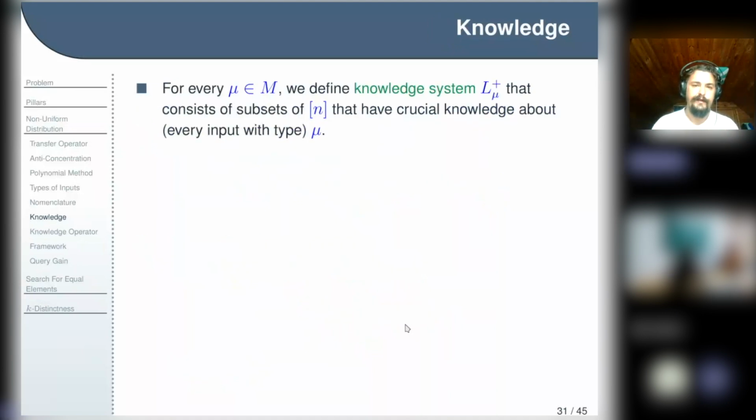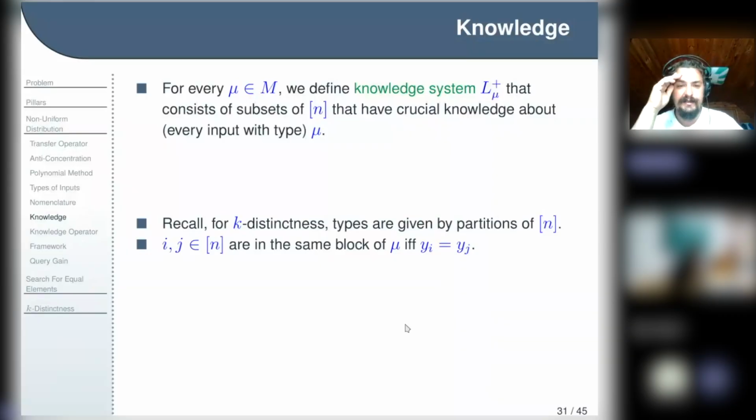Now, why I'm using all this is this knowledge operator and the knowledge system. For each mu in M, which is a type, I define the knowledge system that consists of all subsets of N that have crucial knowledge about every input with type mu. Again, this is a vague statement. In principle, you can take any set of subsets of N, but in practice, it makes sense to take something reasonable.